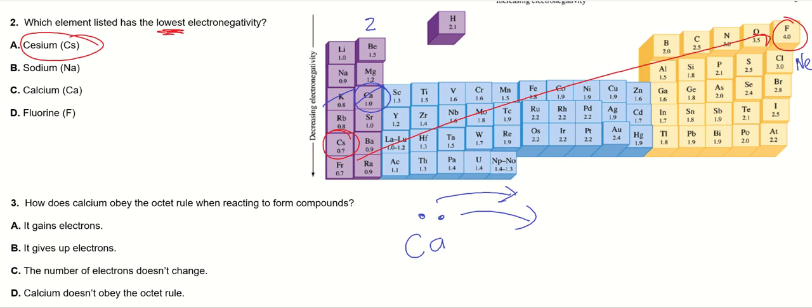All right, so how does it obey the octet rule? In other words, how does it achieve the electron configuration of a noble gas? It's going to give up 2 electrons. Well, let me read these other choices. Well, it's not A, it's not C. Oh, okay, answer is B.